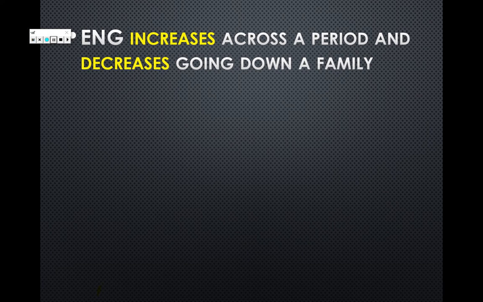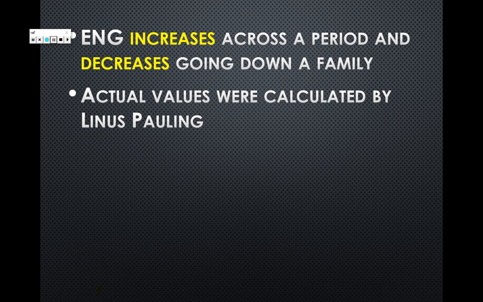So the electronegativity increases across a period and decreases going down. And the values were calculated by Linus Pauling. So the table on your periodic table says Pauling's electronegativity values. That's just giving props to him. It doesn't really matter.